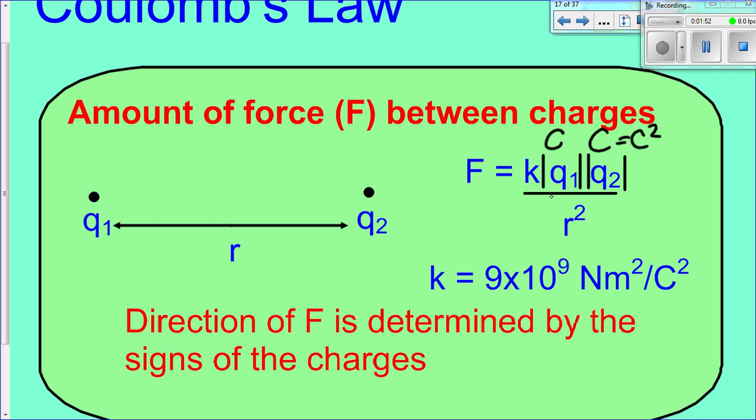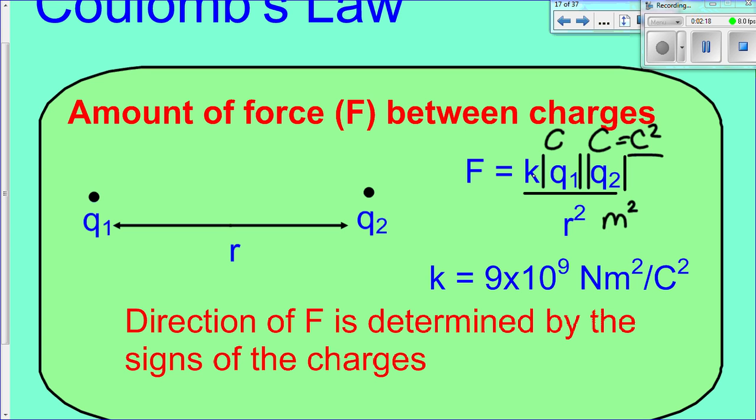Let's talk about r. When you have r, that's the distance that is separating the two. R needs to be measured in meters. And so if it tells you your distance in centimeters, make sure you convert that into meters. And then when you square that, that becomes meters squared. And so what do we have so far? We have on the top coulombs squared divided by meters squared on the bottom here.